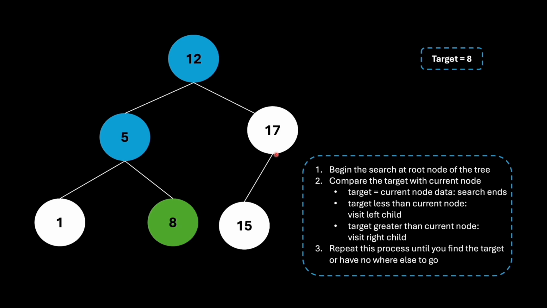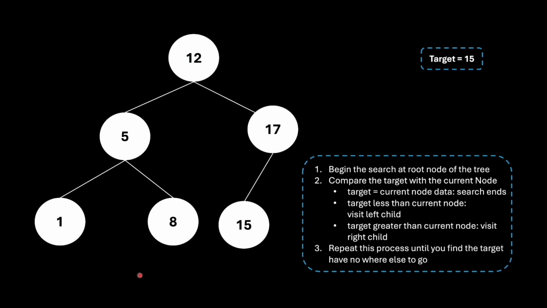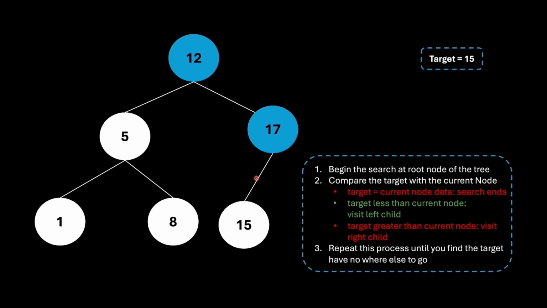Alright, so let's try another example. In this example, we're trying to find number 15. Like before, we will begin the search at the root node. So we'll begin at 12. Now we will compare the target with the data at the node we're currently visiting. So we'll compare 15 and 12. This time, the target is larger than the root node, which means we will visit the right child. Now we will repeat the comparison again. We will compare 15 and 17. 15 is smaller than 17, so we will have to visit the left child. And now we have finally found the data we're looking for.